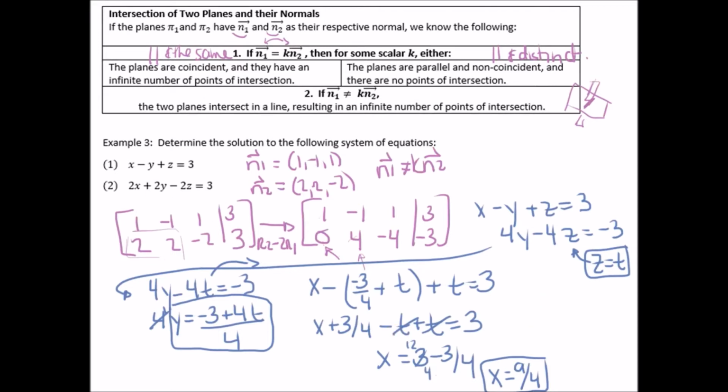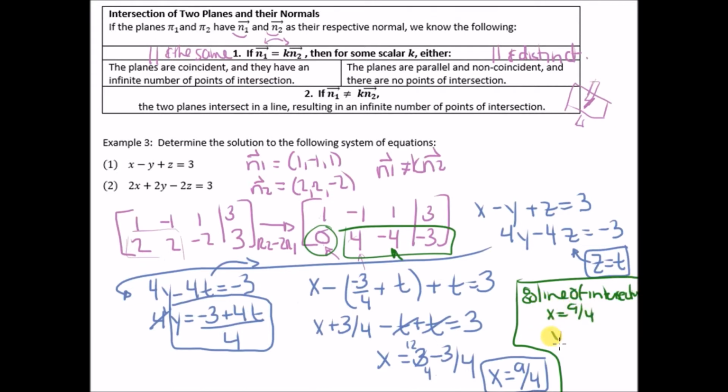I'm just going to change the color so this can be distinct. Therefore, we have a line of intersection. Whenever we have a 1, 0 in the corner, and we have to sub in one parameter, we're going to get a line of intersection. Therefore, the line of intersection is x equals 9 over 4, y equals -3 over 4 plus t, and z equals t, and those are the parametric equations for the line of intersection.